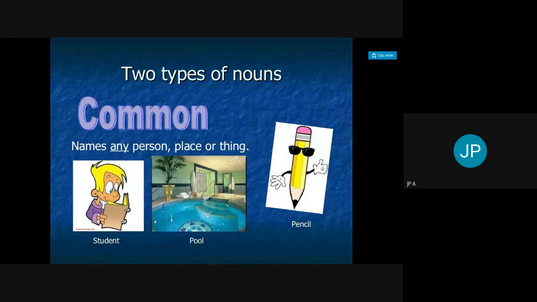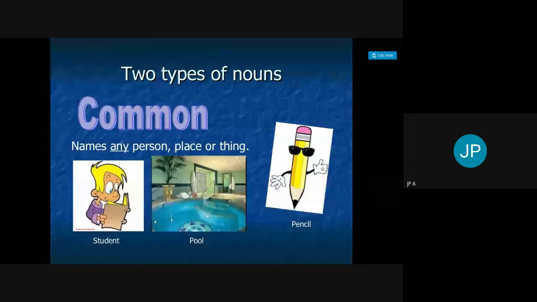Okay, but when I say Alina, I am speaking about a particular student. So when I say student, it is a common noun. But when I say Alina, it is a proper noun. So that is the difference between common noun and proper noun.